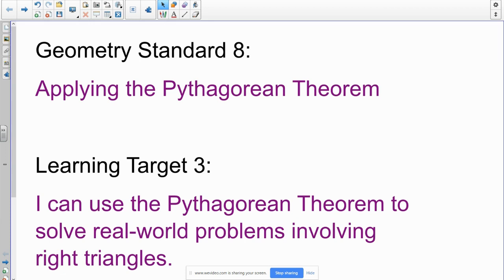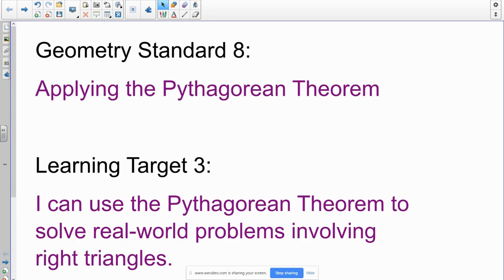Still working in standard 8 in the geometry unit. We're still using that Pythagorean theorem of a squared plus b squared equals c squared, but we're going to move on to learning target 3, which is you can still use that Pythagorean theorem, but now we're going to put them into real-world problems because honestly, the Pythagorean theorem is used in many real-world situations, such as building a house or constructing a building. So you in your future will probably at some point use the Pythagorean theorem.